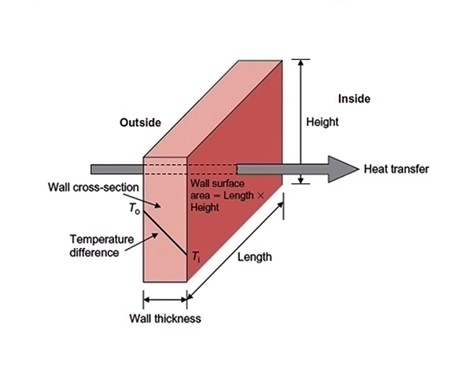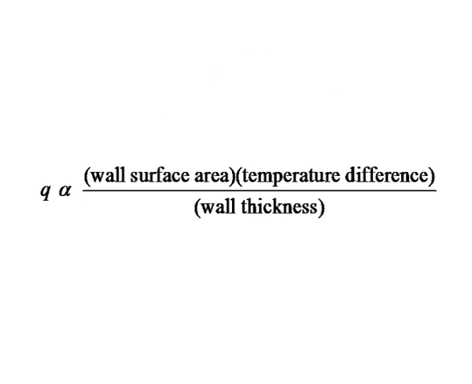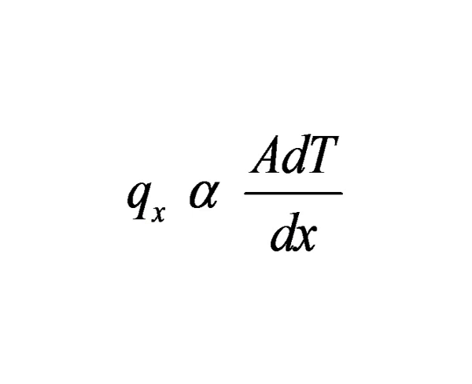The rate of heat transfer through the wall may be expressed as Q is proportional to wall surface area into temperature difference divided by wall thickness. In mathematical terms, Qx is proportional to A into dT divided by dx. Here dT is the temperature difference and dx is the wall thickness.